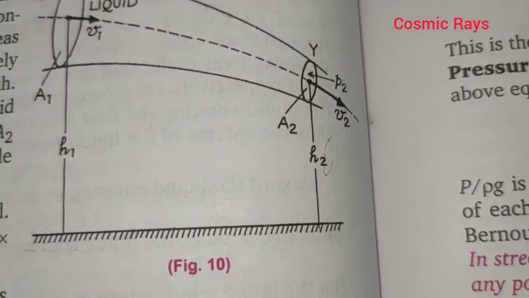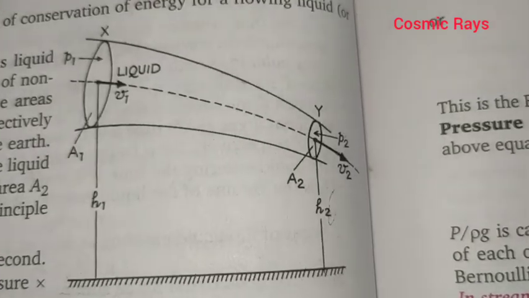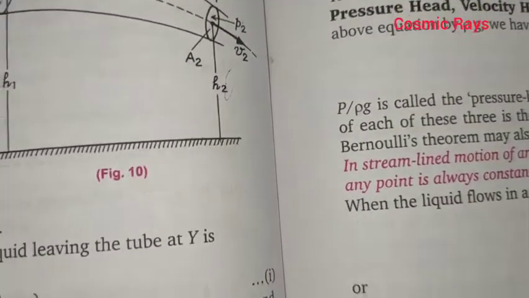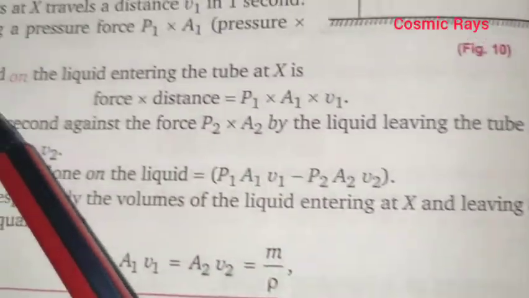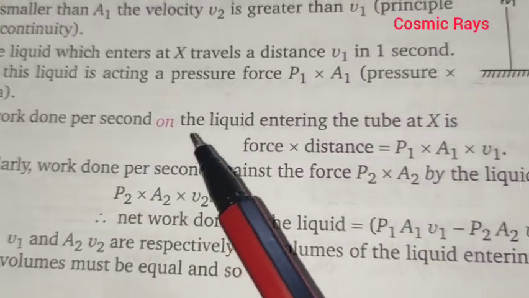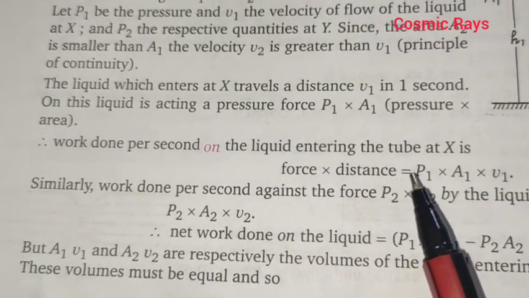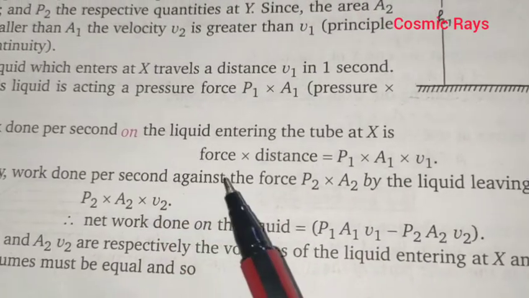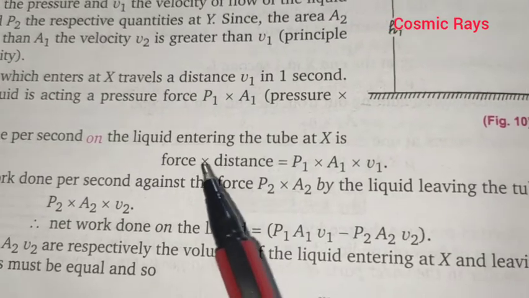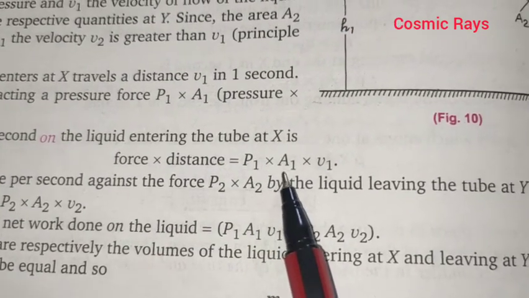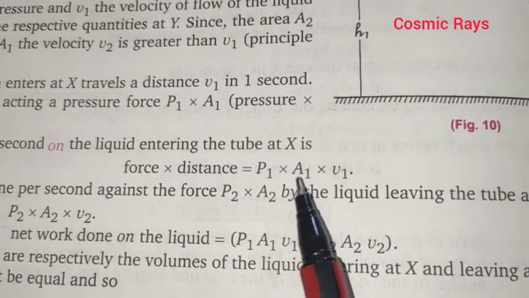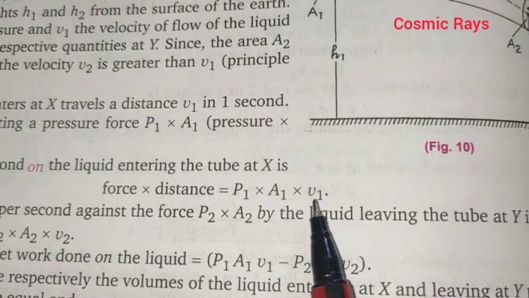So to prove the Bernoulli's theorem, first we find out the work done. Now here we know that the work done on a liquid entering the tube is given as, work is given as force into displacement. Force is nothing but pressure multiplied by the area, and the velocity V1.